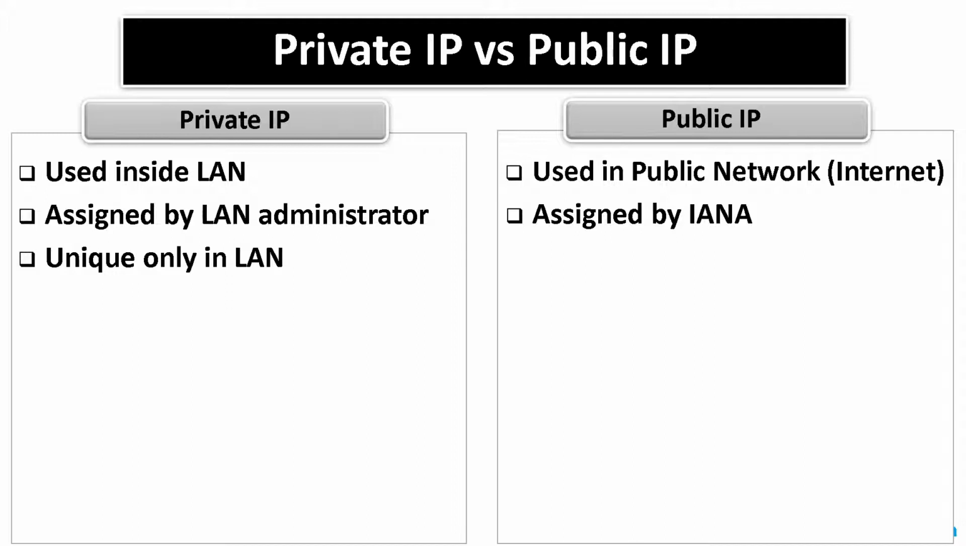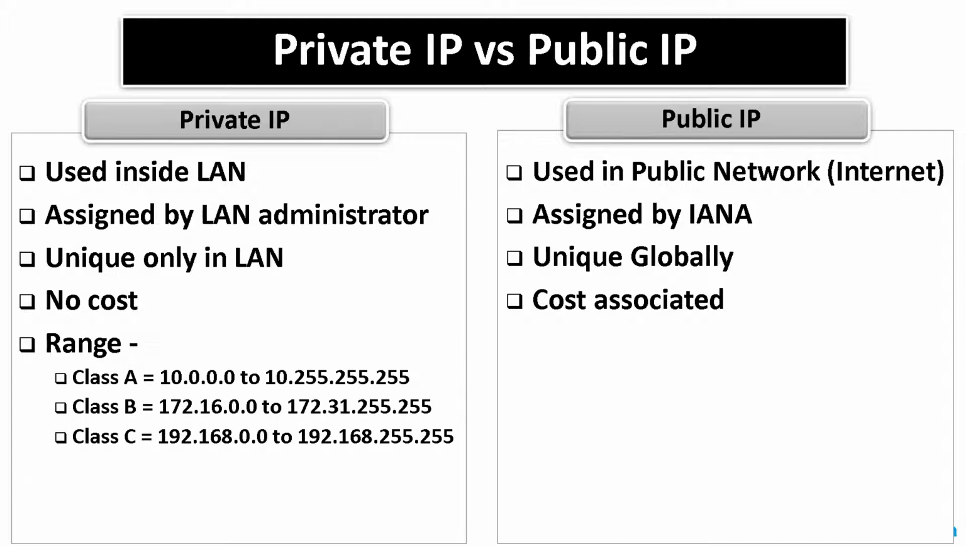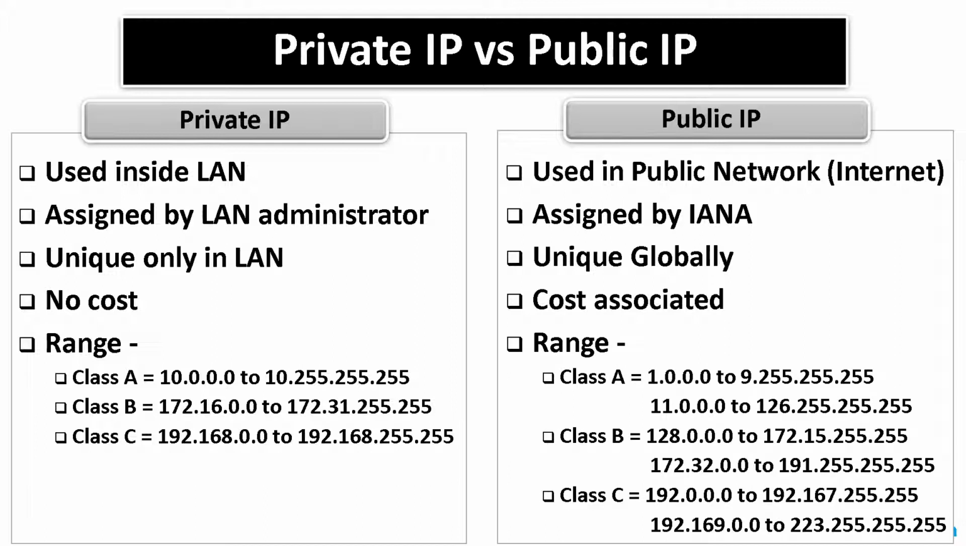While private IPs can be the same or overlapping in different customer LAN setups, like 192.168.0.0/24, which is the most commonly used LAN private IP pool. Hence, we can say that private IP is unique only inside the LAN, while public IP is unique globally. Private IP is free and has no associated cost, unlike public IP, which is not free. In fact, the range of IP block for private IP is totally different from the public block as shown here.